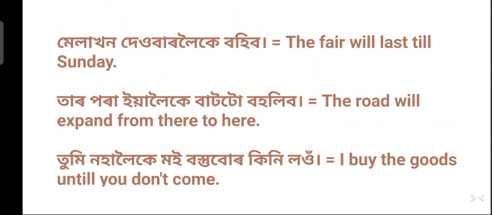Melakhon deubar loike bohibo. Mela means fair. Khon means the fair. Deubar loike, till Sunday. Bohibo literally means will sit, but you can translate it to will last.